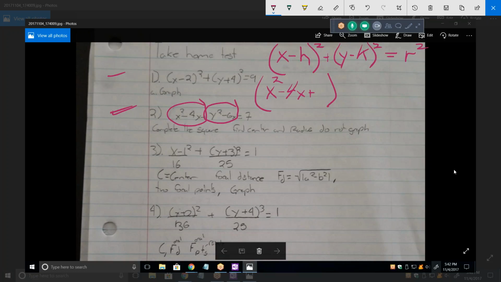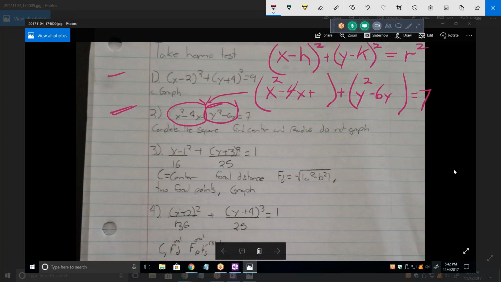With me? Yeah, I kind of remember this. So I do the same thing with the y terms, and I leave some room. And it's still equal to 7. Okay? So the point is I haven't changed it. Notice that what I have written is exactly what I started with.